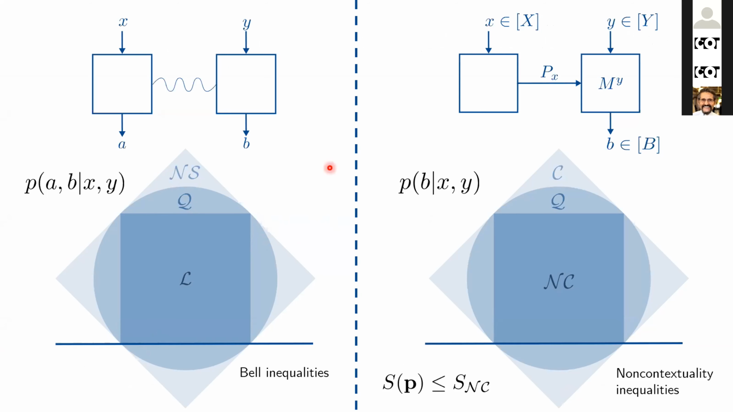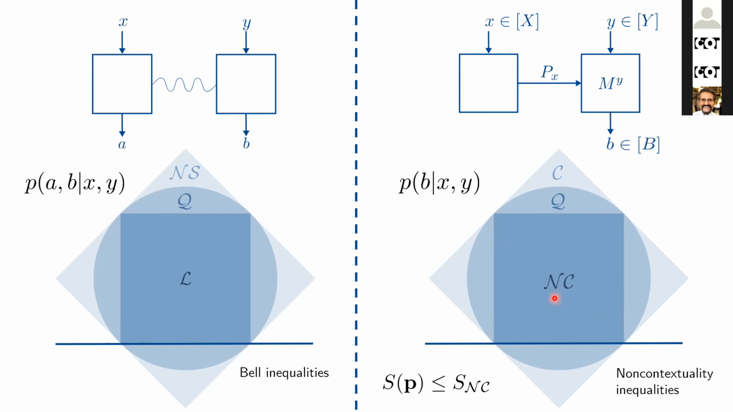So the situation that we are concerned with: we have our prepare and measure experiment with our operational equivalences imposed, and then we're looking at the sets of behaviors that we can see from different types of theory. This is just a diagram representing them in 2D, but obviously they're in much higher dimensions. To start with, we have the non-contextual set.